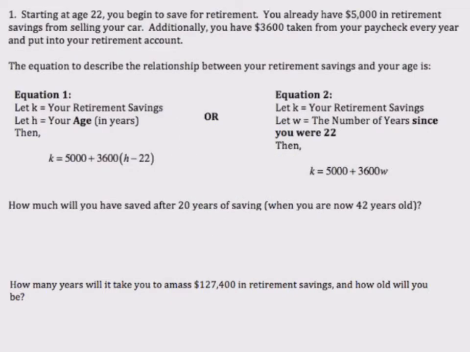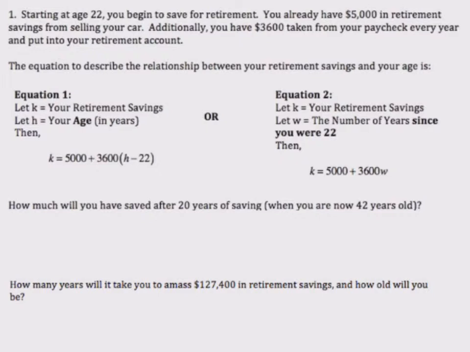Alright, now let's start using these function equations to model real-world situations. So, suppose that starting at age 22, you begin to save for retirement. You already have $5,000 in savings from selling your car, and additionally, you have $3,600 taken from your paycheck every year and put into your retirement account. Now, creating these equations to describe these real-world situations is something we're going to do a little later.